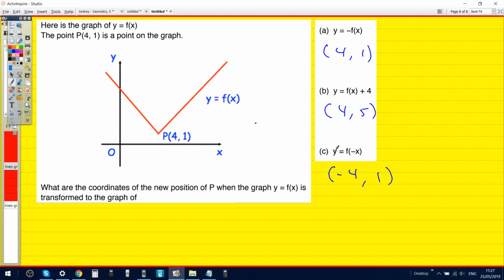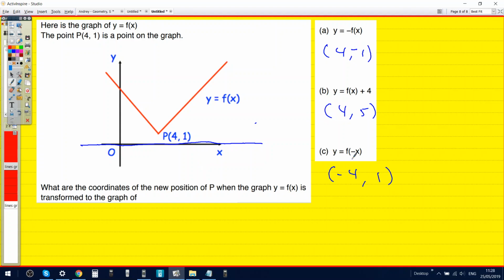Part C was a reflection in the y-axis. We said that A is a reflection in the x-axis. So the mirror line isn't P, it's that. Oh. So it would be -1, -4. Think about it. You have the right idea. 4, -1. Yeah, 4, -1.